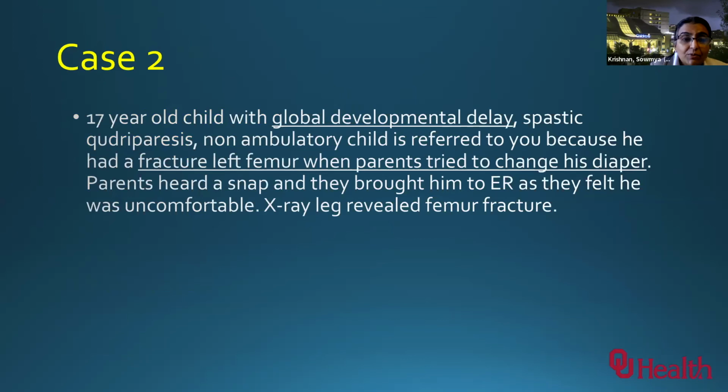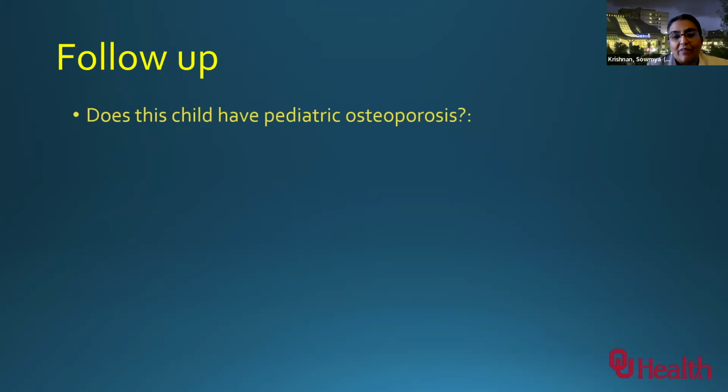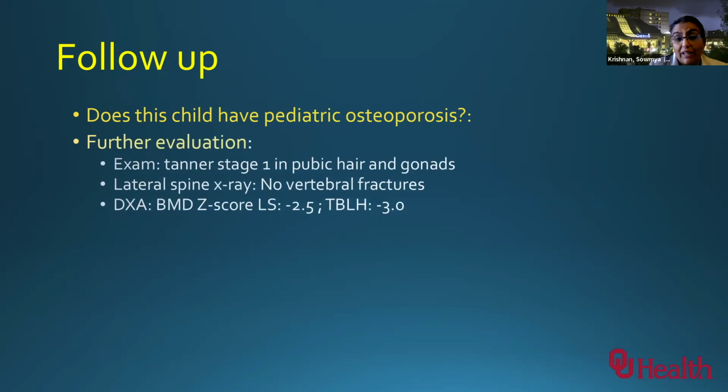So case 2, if you remember, was a 17-year-old child with global developmental delay, a spastic quadriparesis, non-ambulatory child who had a fractured left femur just when parents tried to change his diaper. So really very, very minimal trauma. So what did we think? Does this child have pediatric osteoporosis? Now, it's very difficult to break a femur. So we would consider this pediatric osteoporosis, even though it's just 1 fracture, but the trauma is so less.